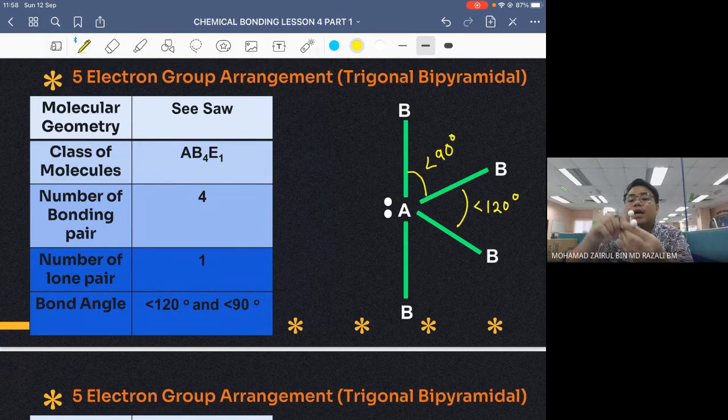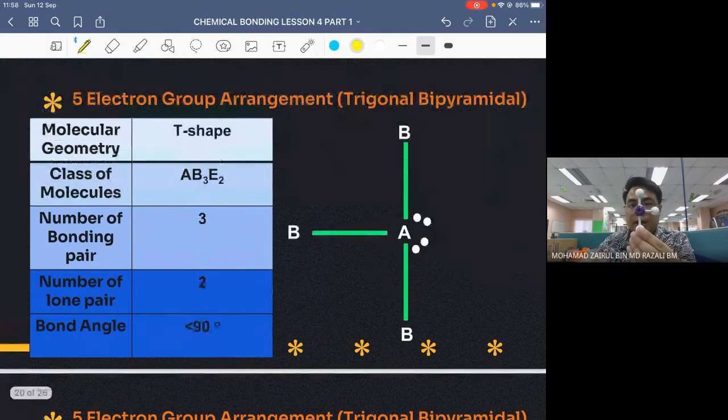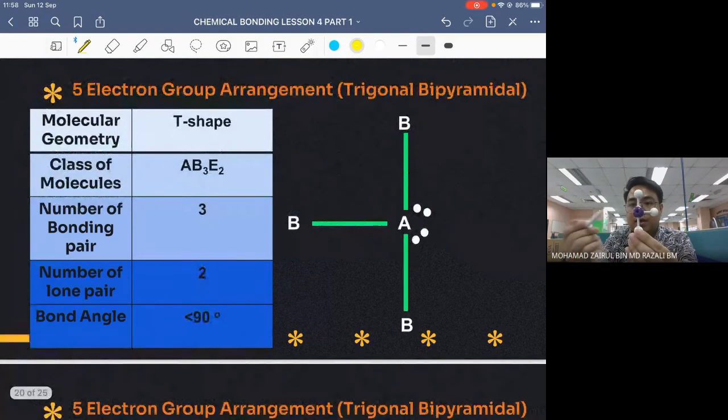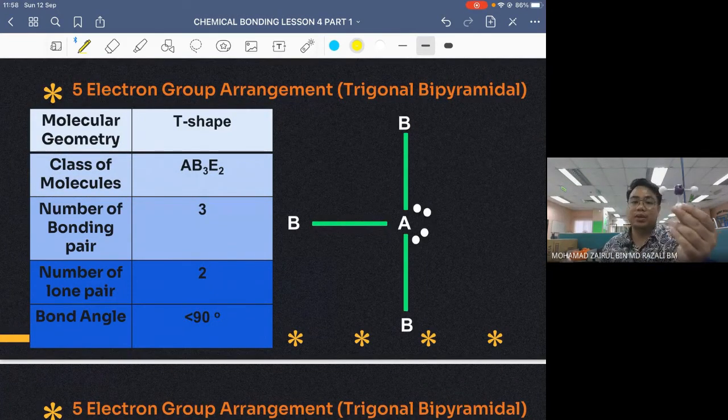Now, if I remove another bonding pair, okay, so maknanya sekarang ini asal electron group arrangement dia masih trigonal bipyramidal sebab ada total 5. Okay, tapi ada 2 lone pair, dan ada 3 bonding pair. So bentuk yang akan terhasil kita panggil sebagai T-shape. So kalau awak tengok, ini macam bentuk T. So T-shape, number of bonding pair dia 3, number of lone pair dia is 2.